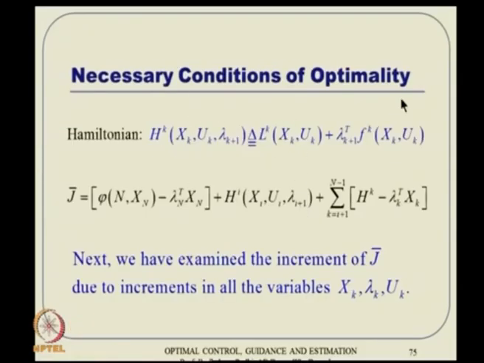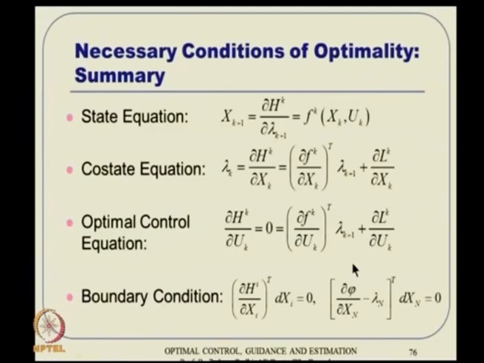So, we had this Hamiltonian formulation that way and then again this J bar formulated that way, and we examined the increment of J bar due to increments in the variables x k, lambda k and u k also. And then ultimately we end up with the state, co-state, optimal control and boundary condition equations, very similar to what we know before. The only difference is that wherever we expect lambda k to be on the right hand side, it turns out to be lambda k plus 1. So, to know u k, we actually need to know lambda k plus 1. Otherwise it is fairly similar.